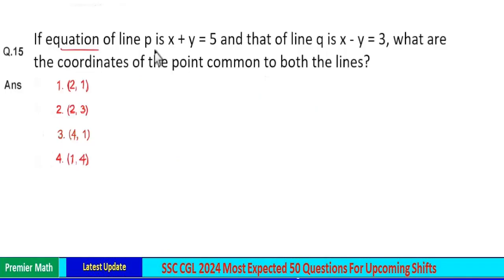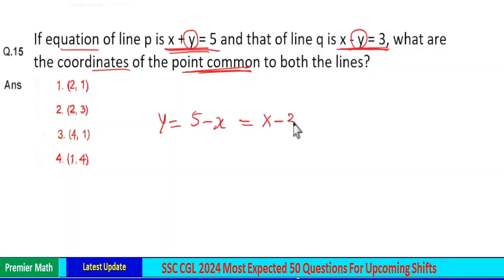If the equation of line P is x plus y is 5 and that of line Q is x minus y is 3, what are the coordinates of the point common to both the lines? Point common means intersection. So from these two equations we can find the values of x and y. If I take the y value from equation 1, y is equal to 5 minus x. Now from the second equation, y is equal to x minus 3. Now if I equate, we can find x.